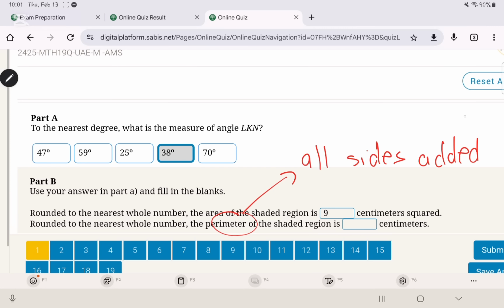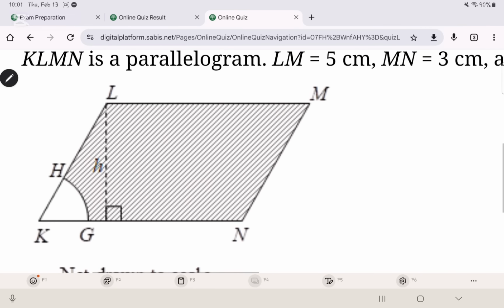So very simply, we can play smart. There's no need to think too much about it. We know that the perimeter is all of the sides added. So they need it of the shaded region. The shaded region is this, which is 5 centimeters, and this, which is 3 centimeters, and then this, plus this.